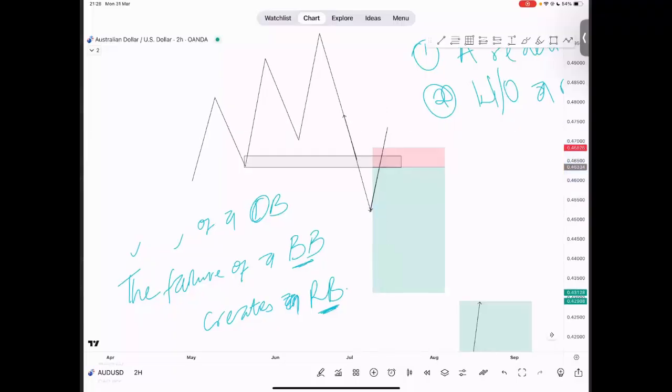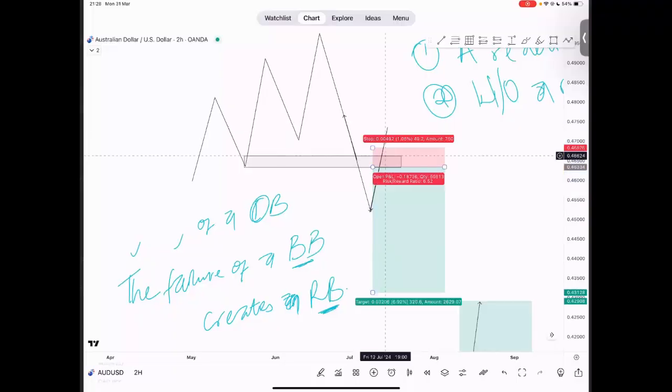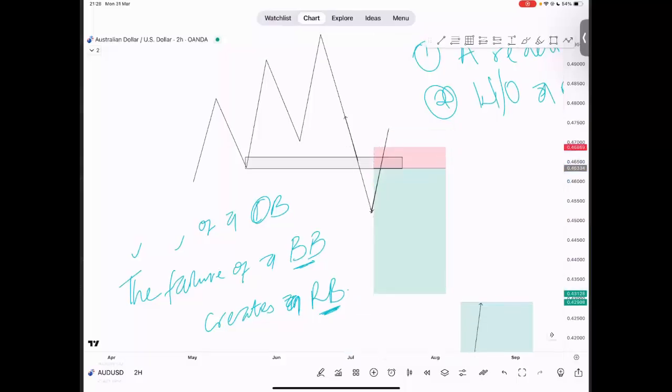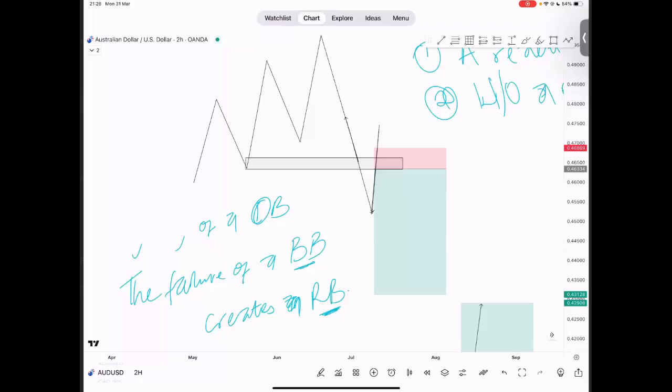More like the people that were looking to sell from the breaker block, they were stopped out or taken out just like this. This is where a reclaim block is being created. So when a breaker block is filled, or hits stop loss, or is taken out, whatever you want to remember that as, that is what creates a reclaim block. The failure of a breaker block creates a reclaim block.